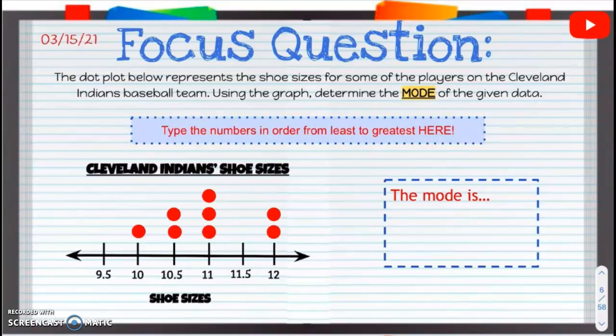Our focus question: the dot plot below represents the shoe sizes for some of the players on the Cleveland Indians baseball team. Using the graph, we're going to determine the mode of the given data. So first, we're going to type our numbers in order from least to greatest.